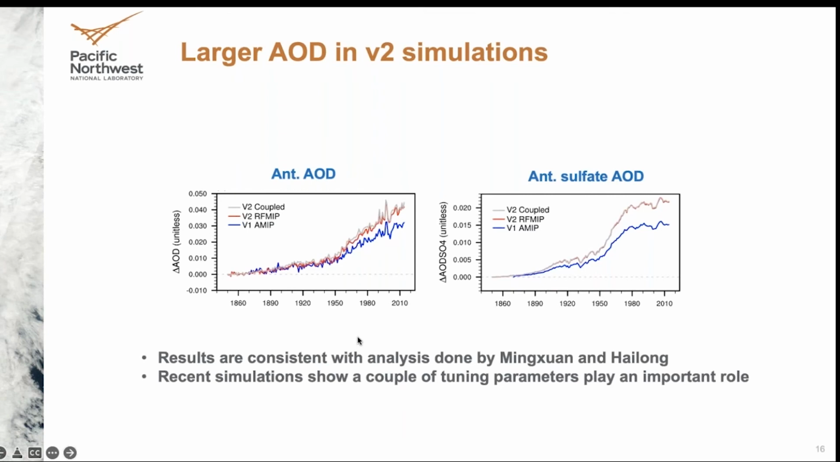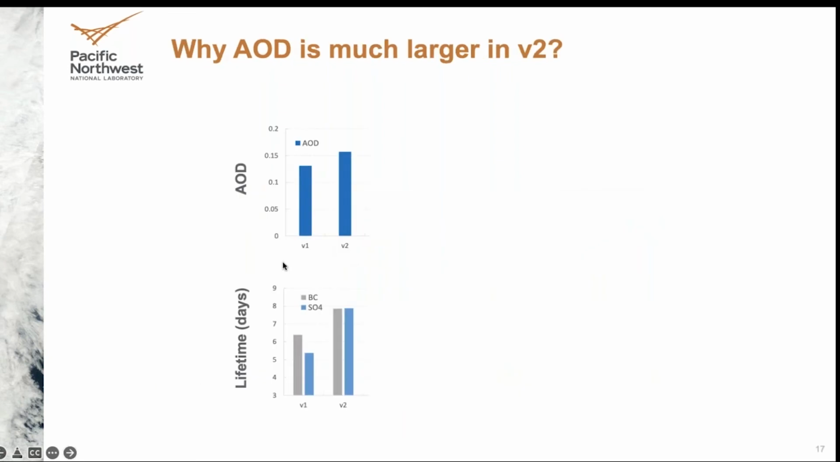They looked at the period from year 2000 to year 2014, and they also found that the anthropogenic aerosol AOD increased quite significantly. And recent scientific simulations show that a couple of tuning parameters play an important role in the AOD and aerosol lifetime. So why is the AOD so much larger in V2?